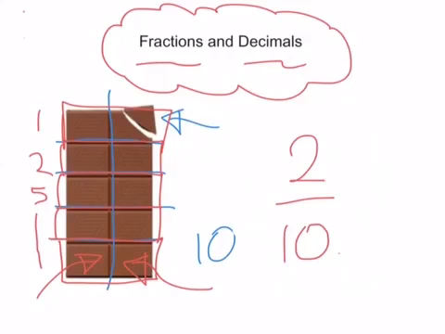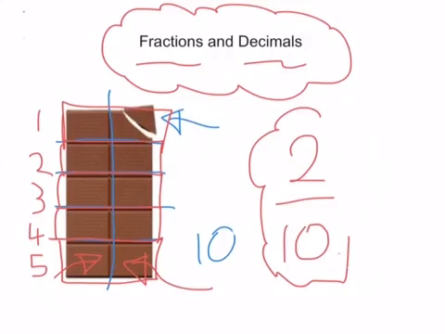sorry, I just rubbed that out, made a mistake there. We've got 5 different slices, if you like. So we've got 1, 2, 3, 4, 5. So what you have to remember is that if you've got 2 out of 10, that's the same as, or is equivalent to, 1 slice out of 5 slices. And some people say that that's simplifying a fraction.